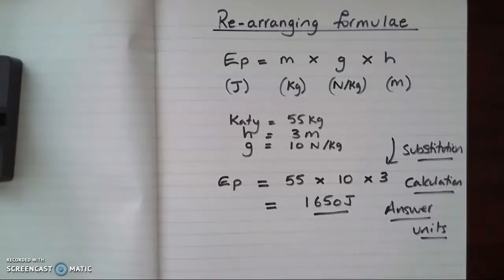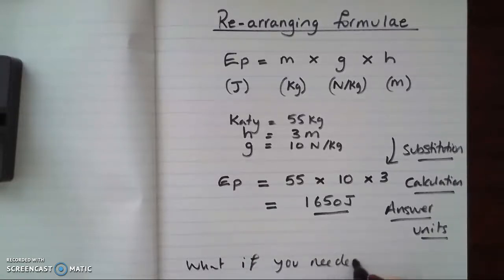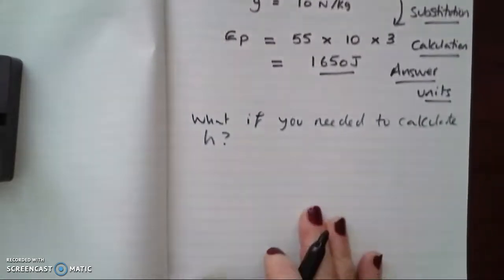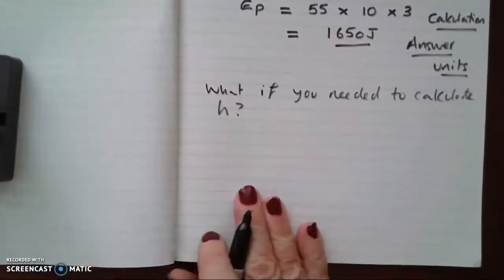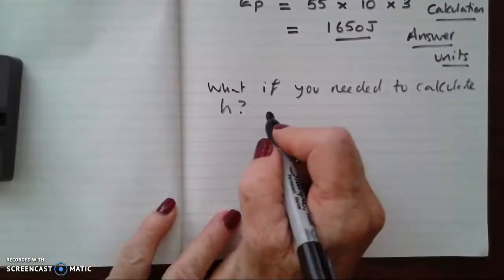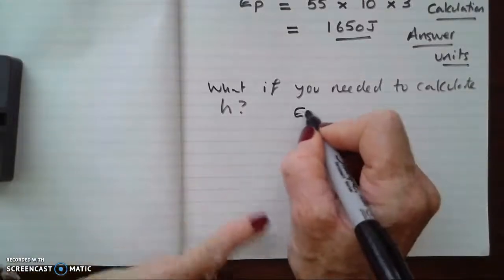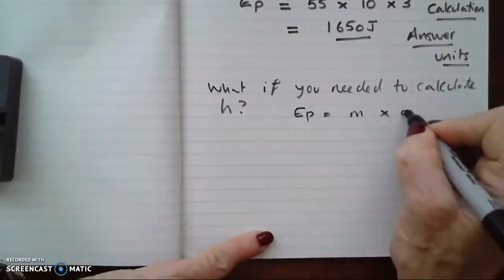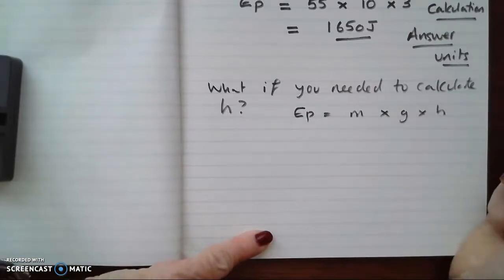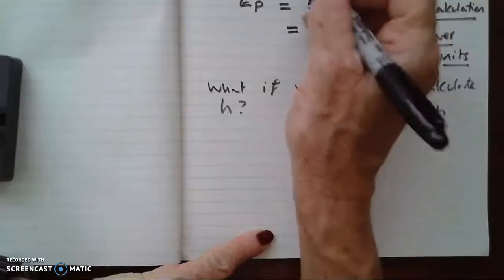Okay? All right then. Now, what would you do if you needed to calculate the height? Maybe you didn't know what the height was. Okay? So you have to do a little bit of rearranging. Now, the mathy way that you would do this, let's start again with our equation. EP equals M times G times H. Remember, this is a recall equation, so you have to learn this one.